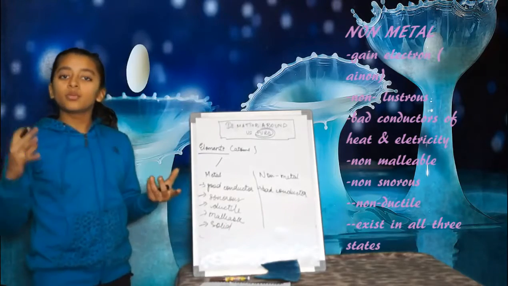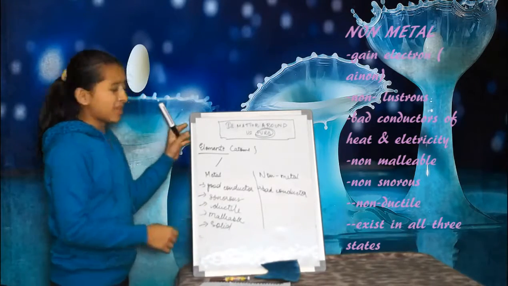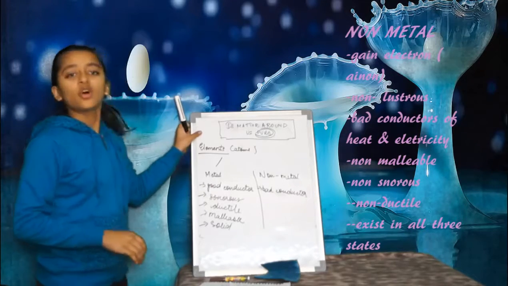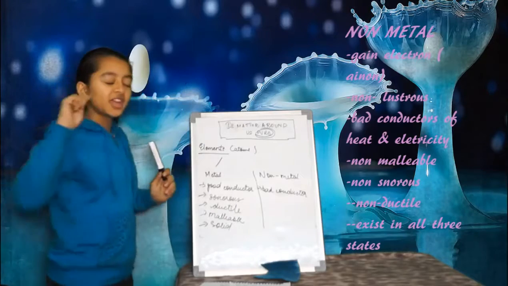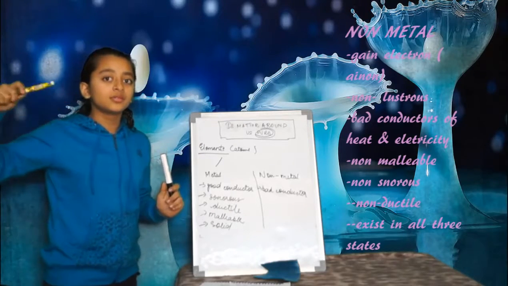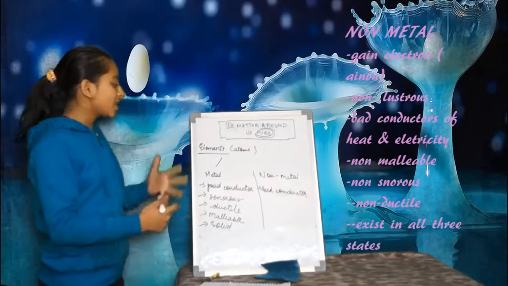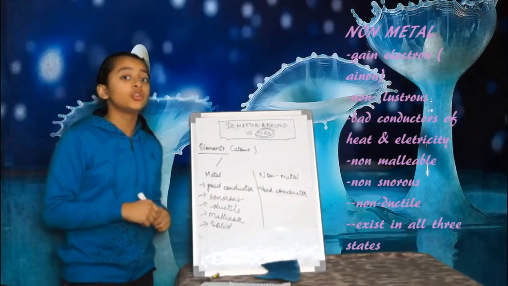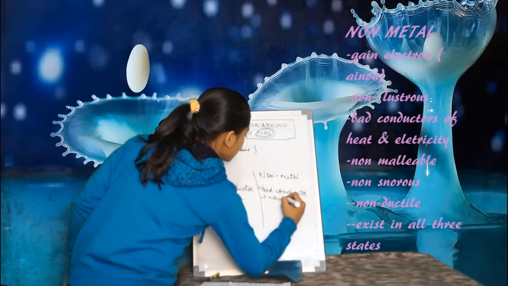And then comes the word sonorous. So this is a plastic, not a plastic, I'm sorry. This is a non-metal, I'm sure about it. So if I hit it, I'm not getting a ringing sound. So of course it's not sonorous. So I can say that non-metals are not sonorous.